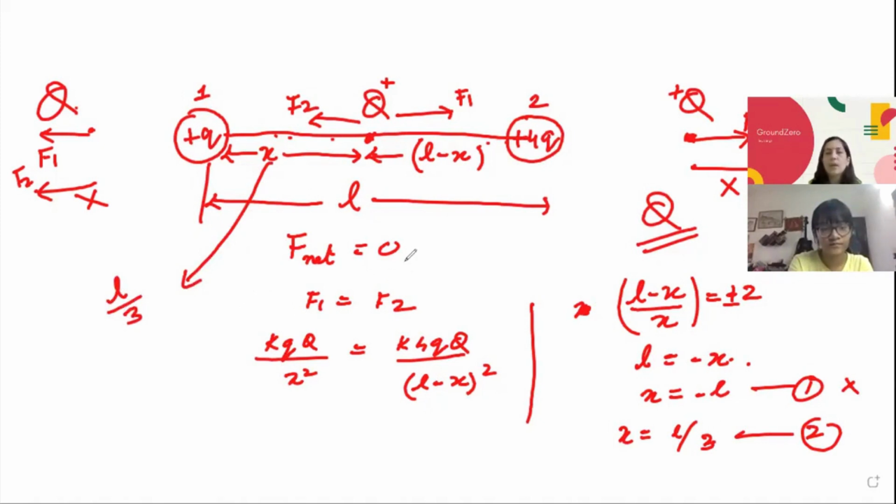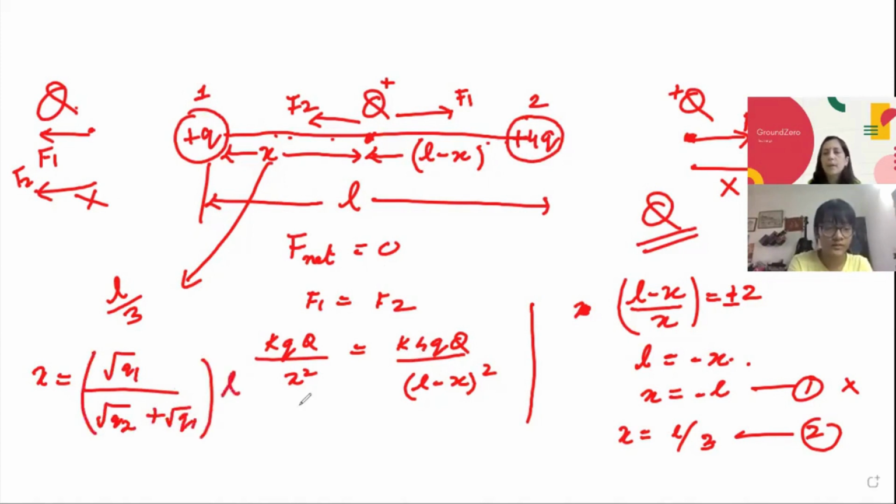Now there is a very small formula you must have studied: if two charges are both positive, then you can get the position x = (√q1 / (√q2 + √q1)) times L. If two charges are the same and you are adding a third charge, you can locate the position x by using this formula, where q1 is the smaller charge.